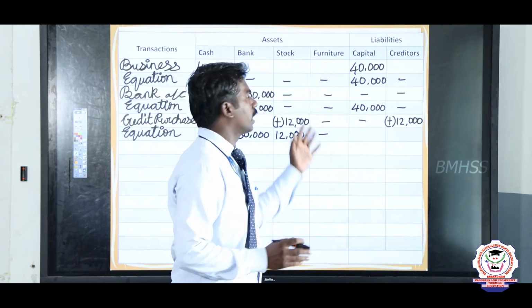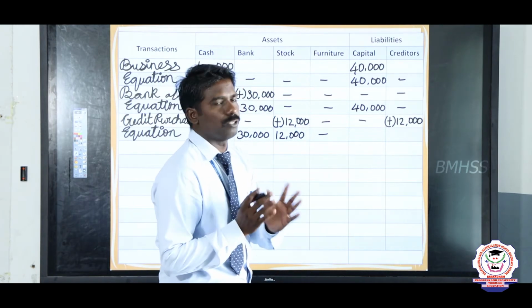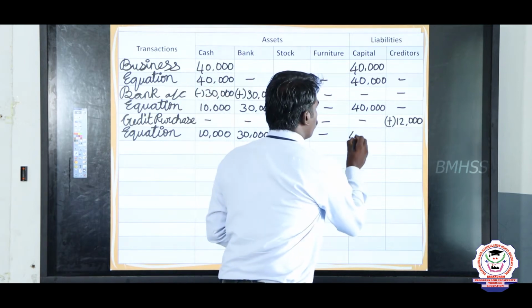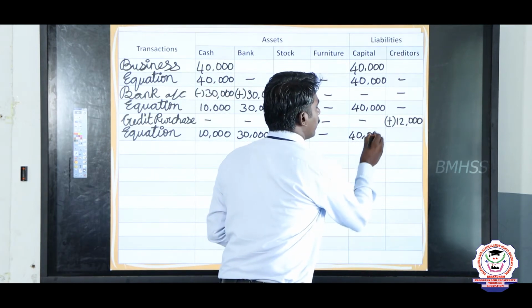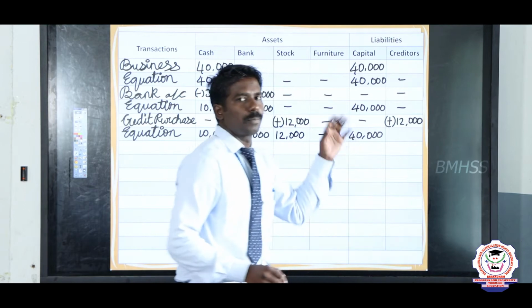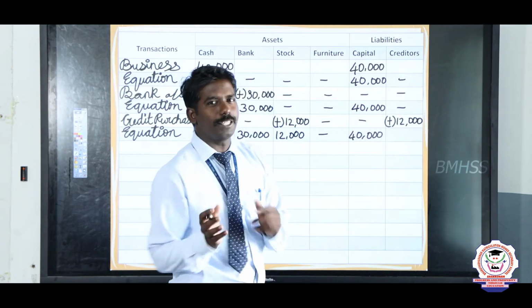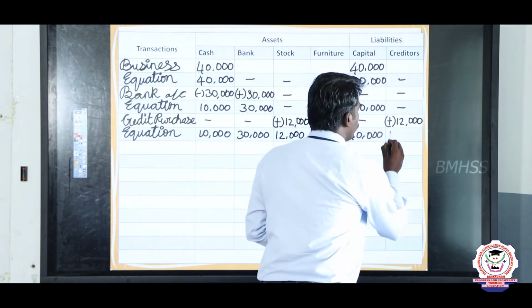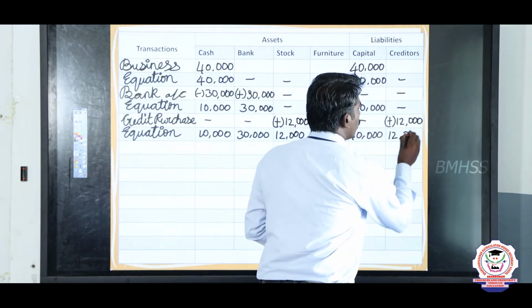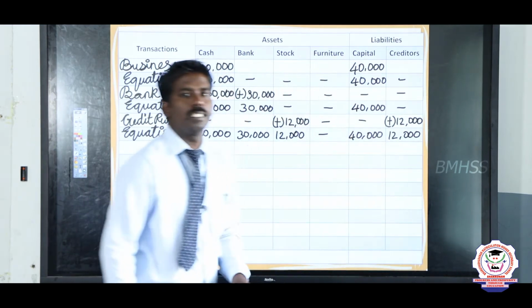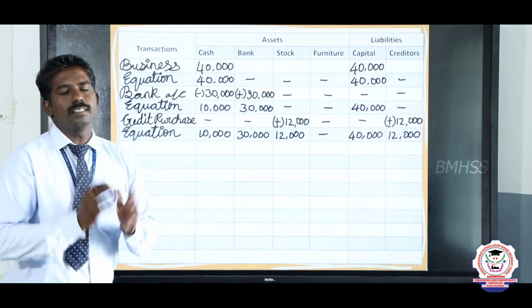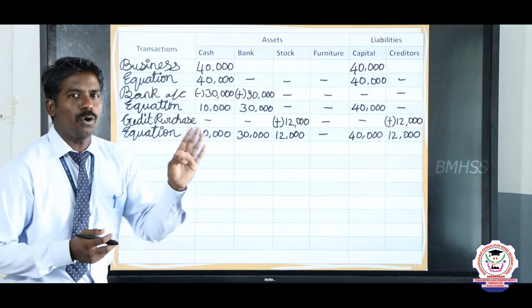capital. The capital column shows only 40,000 rupees. So write 40,000 rupees in the capital column and see the next value, the creditors. The creditors column shows 12,000 rupees. So write 12,000 rupees in the creditors column. This is the accounting equation after the third transaction. See the fourth transaction.